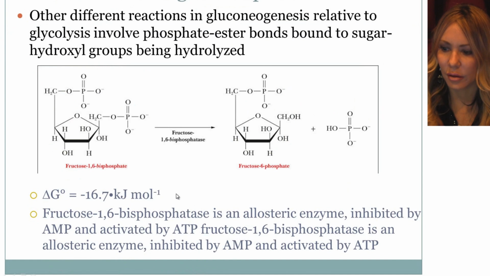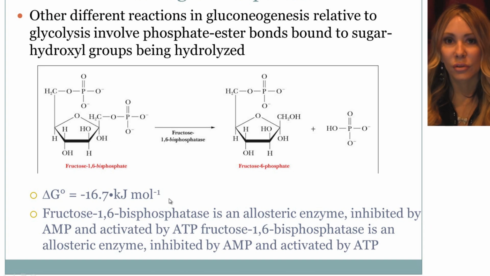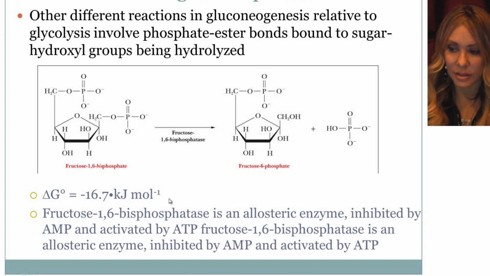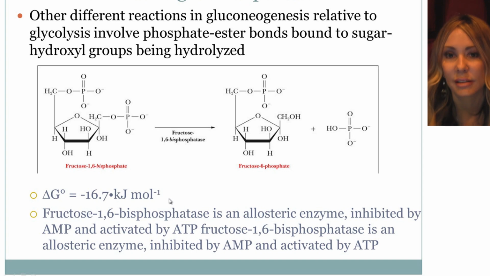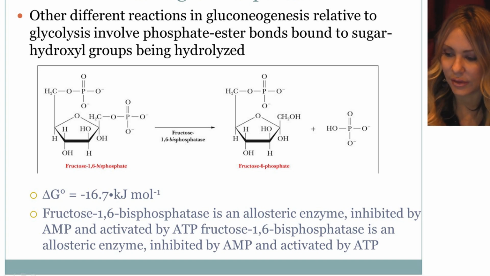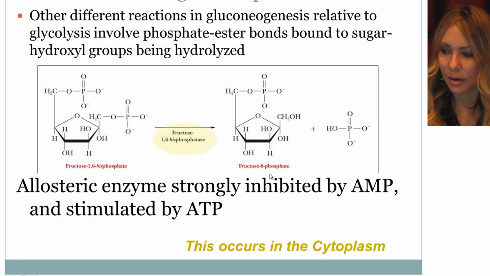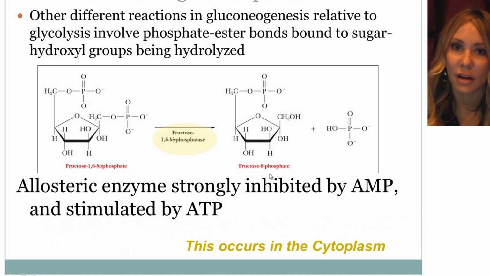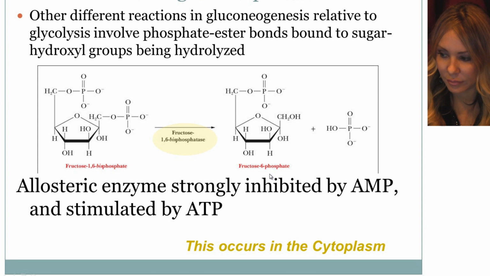Okay, so then, we had those reactions that were basically the reverse of glycolysis. Then we get to this reaction, fructose 1,6-bisphosphate to fructose 6-phosphate. This is going to be catalyzed by fructose 1,6-bisphosphatase. Remember, a phosphatase is what removes a phosphate group. So here we're left with fructose 6-phosphate. This point is controlled. The allosteric enzyme is strongly inhibited by AMP and stimulated by ATP. So ATP, when we have it in high concentration, is an indicator of a lot of energy for the cell. This again is going to be in the cytoplasm.